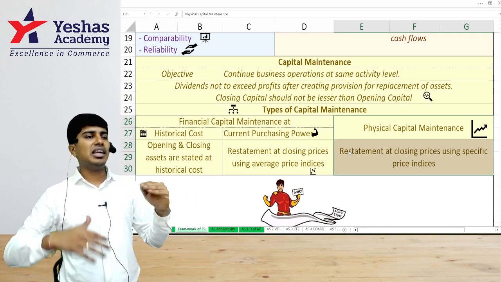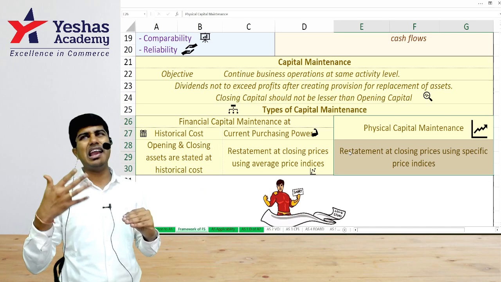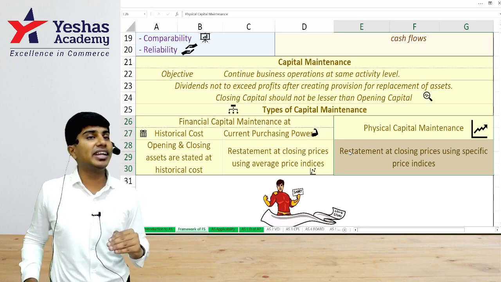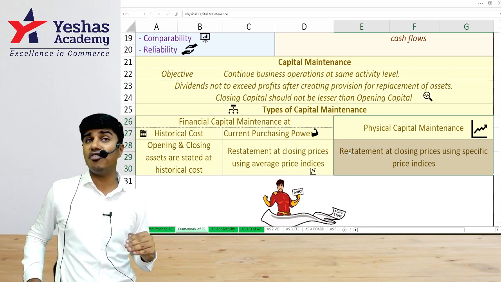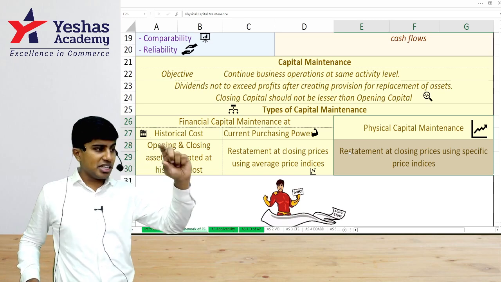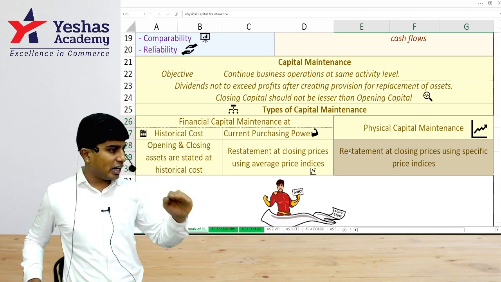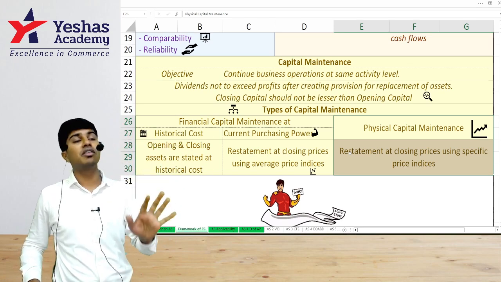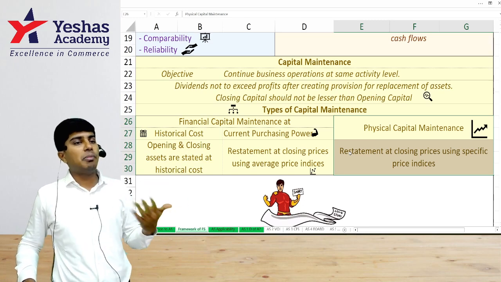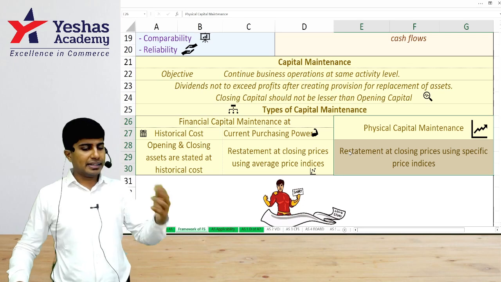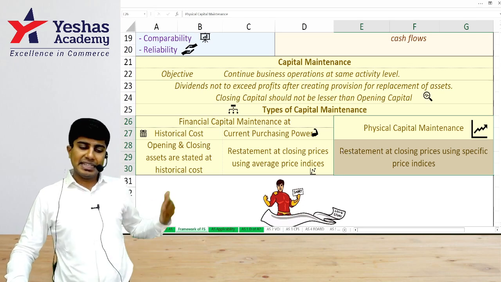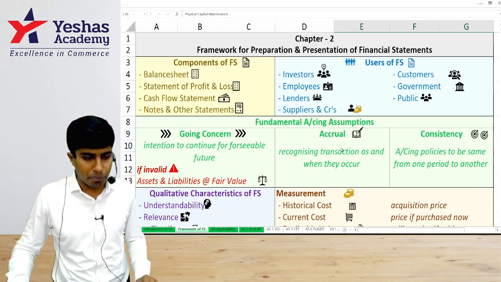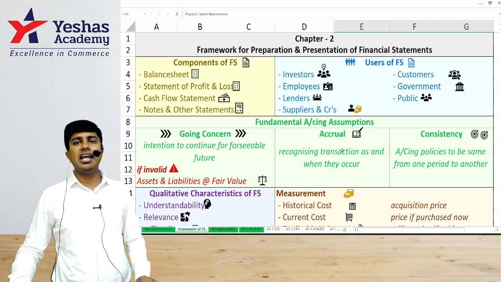Let's say my capital at the end of the year is 1,10,000. I have a shortage of 10,000, which is called negative retained earnings. What if I have 1,25,000 closing capital? Capital to be maintained is 1,20,000. 5,000 can be withdrawn. I'm not saying it should be withdrawn. 5,000 is available for withdrawal as profit. And that's our physical capital maintenance. And this is the complete discussion on the framework for presentation and preparation of financial statements.